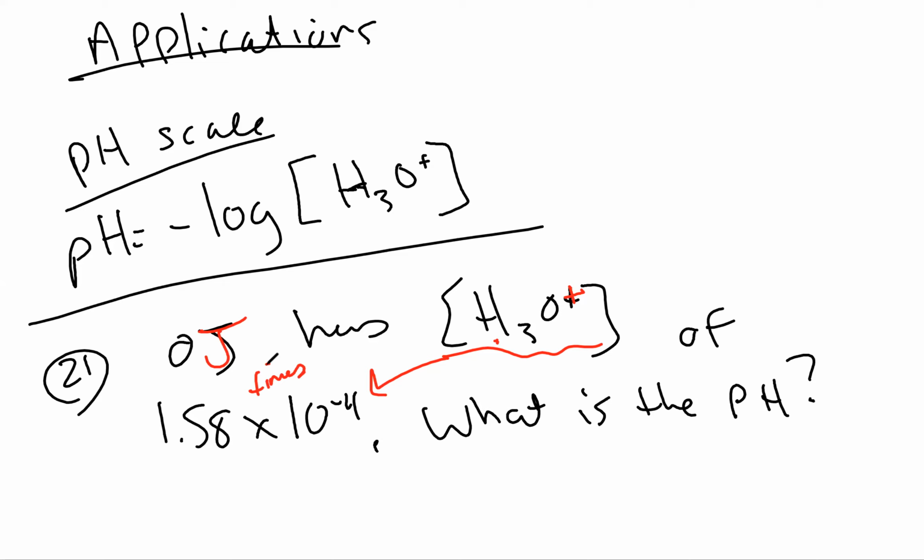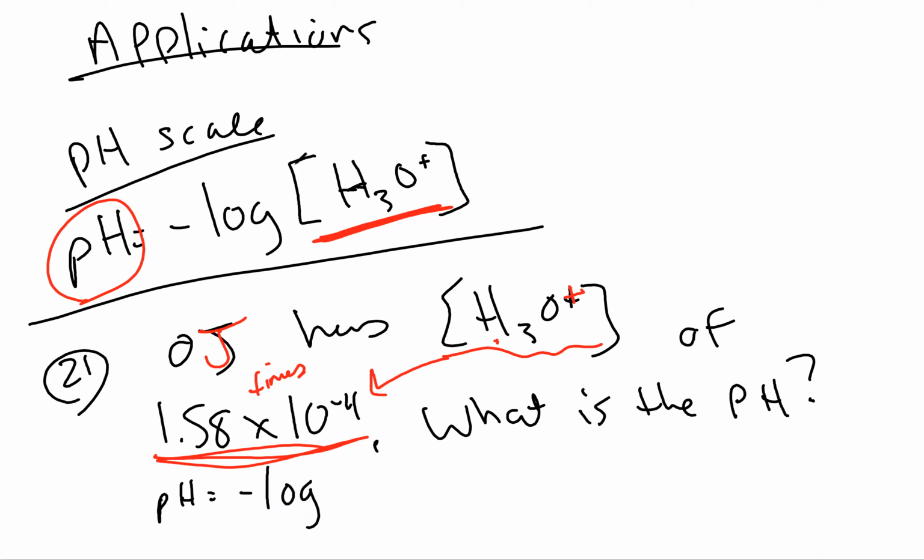Given this information, what's the pH of orange juice? Well, according to my formula, the pH of whatever is negative log of this value. Do I have this value written out as numbers? Yeah, it's right here. And so what I'm going to do is write my formula. The pH equals, I'll write a little bit slower, a little bit neater, the negative log. Now, instead of putting brackets and writing this H3O plus, I'll just put my little bracket and put the value: 1.58 times 10 to the negative 4.